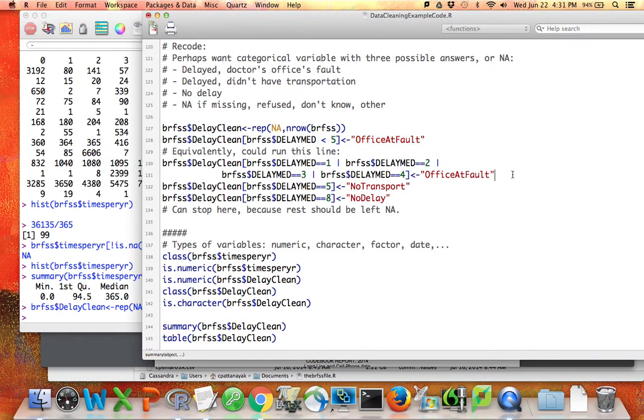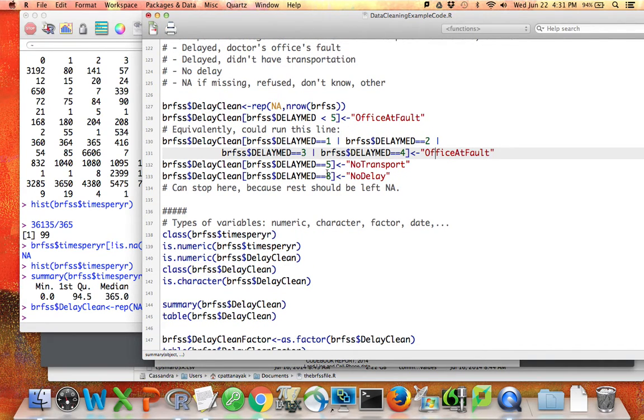Note that equivalently I could have done it this way, and this may be more useful if the original variable you're dealing with has text responses as opposed to numbers. This says my new variable where the old variable was equal to 1, or the old variable was equal to 2, or it was equal to 3, or it was equal to 4. All of those should be office at fault.